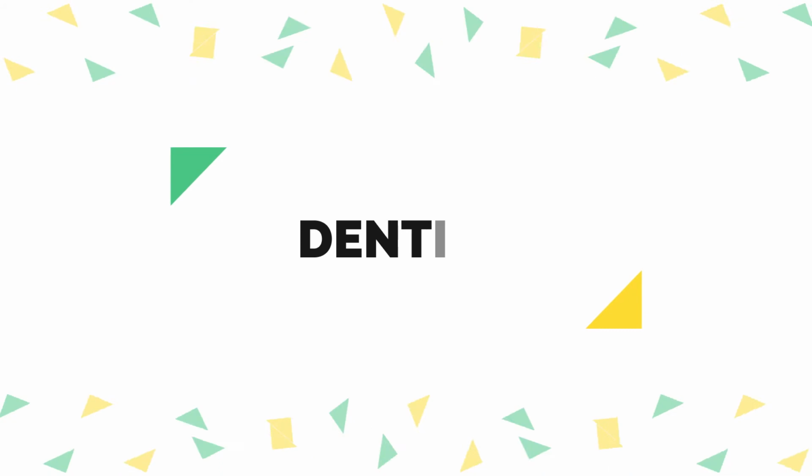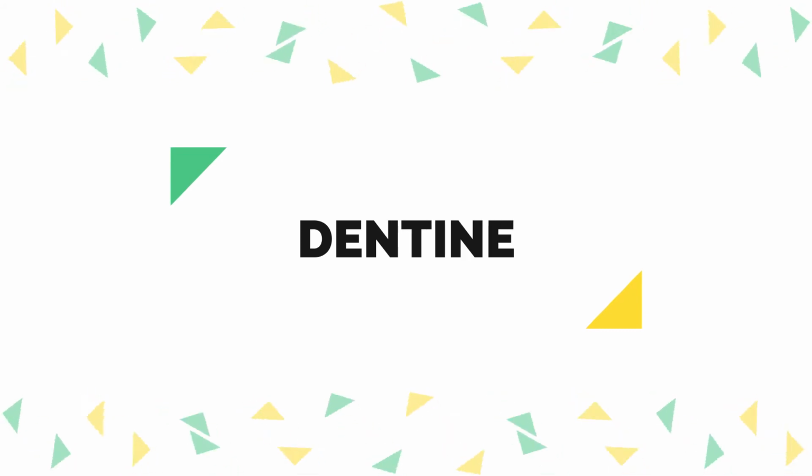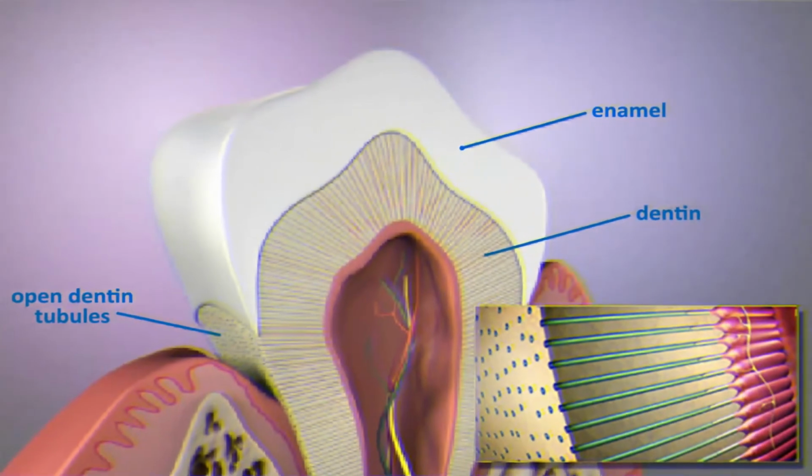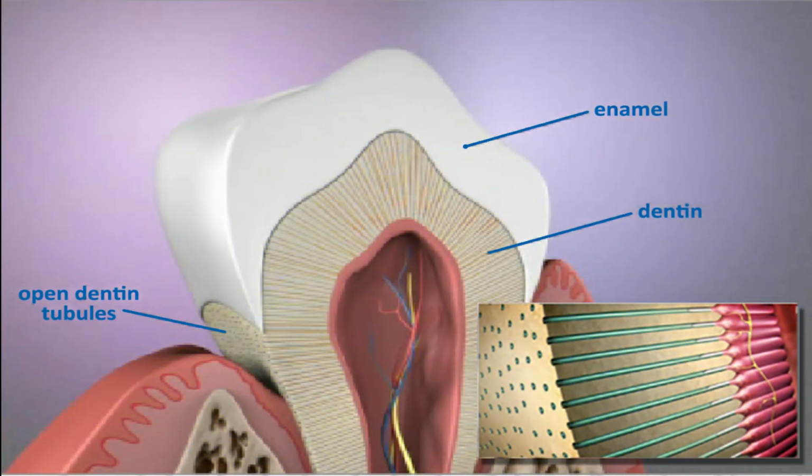And the next part is dentine. It is covered by the enamel and lies between the enamel and pulp. Dentine is softer than enamel but harder than bone. It strengthens the tooth's enamel and helps to support the structure of the tooth and also plays an important role inside the tooth. It forms the layer of the tooth that surrounds the dental pulp.